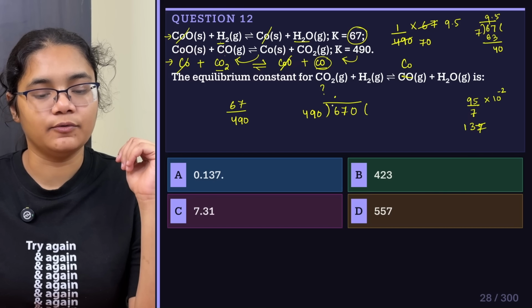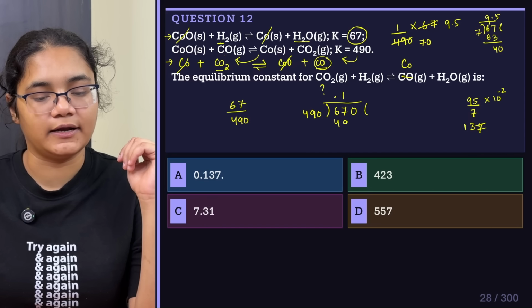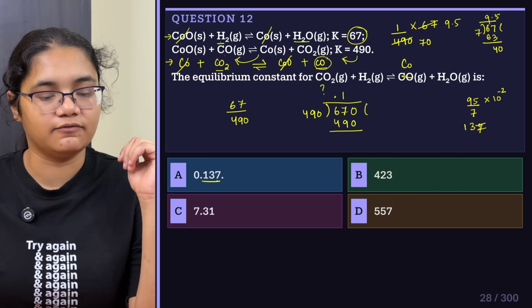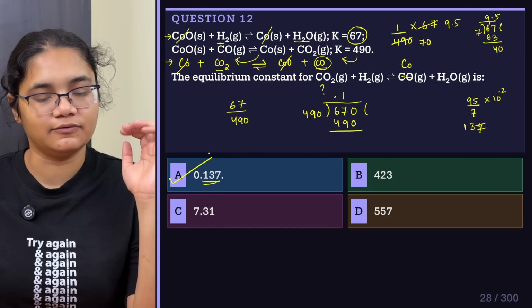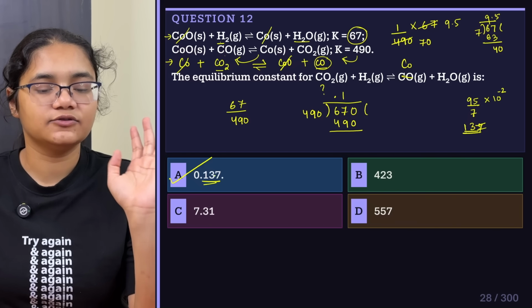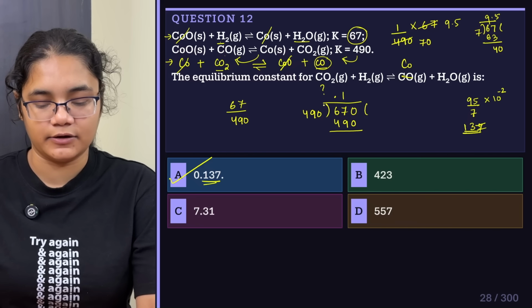Here I have first 0 and 1 are 490. And you can see that there's only one option where you are starting with 1, so it has to be 1, and here also we got 1.3 something, so it is option number A here. You can complete this calculation.